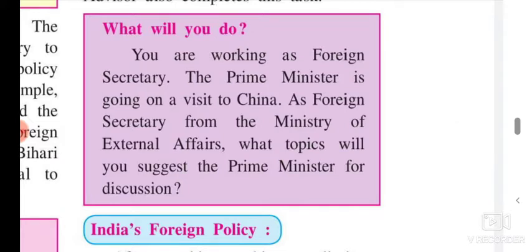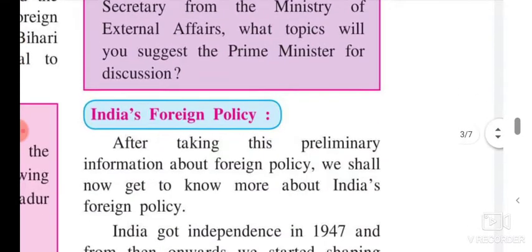We have a question here. What will you do? You are working as a foreign secretary. The Prime Minister is going to visit China. As Foreign Secretary from the Minister of External Affairs, what topics would you suggest the Prime Minister for discussion?